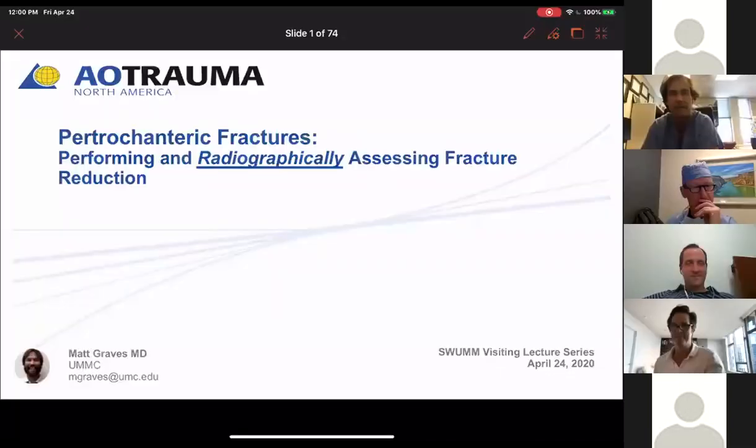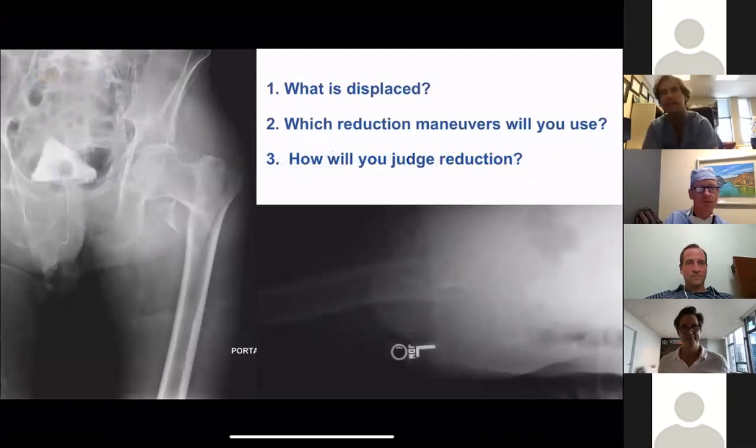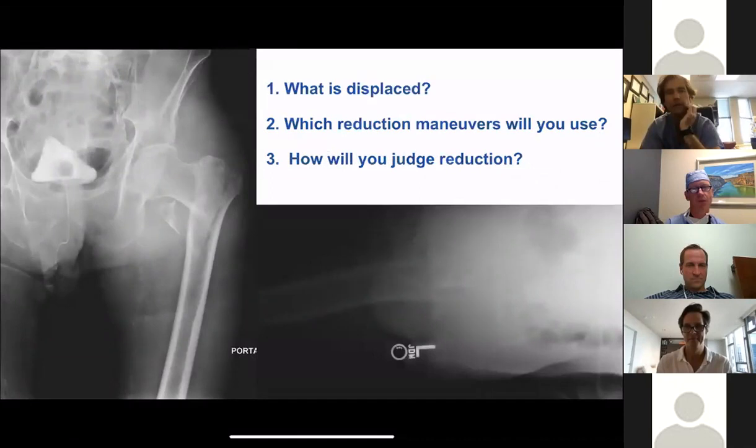Okay. Yeah. Intertrochanteric fractures, and both performing and radiographically assessing fracture reduction. And so I hope that this is interesting. I want to make it relevant from the very beginning. So here is your case. You have an elderly patient that comes in with this pertrochanteric fracture. There's an AP and a very mediocre lateral as usual. And I want you to think which pieces are displaced and how are they displaced, which reduction maneuvers you will plan to use, and once you use those maneuvers, how are you going to judge whether your reduction is appropriate or not?